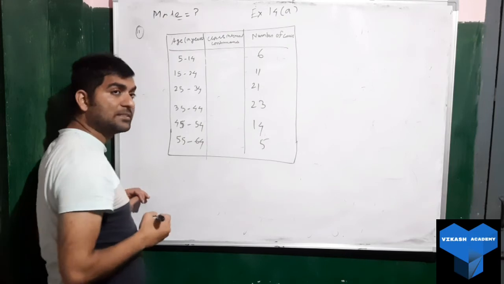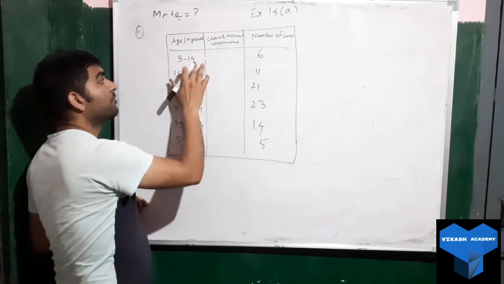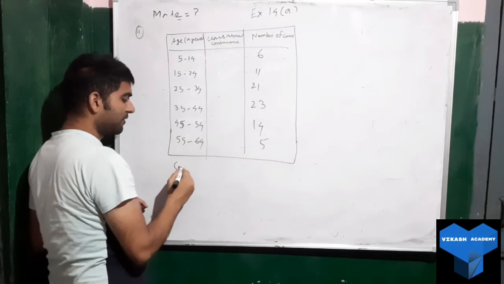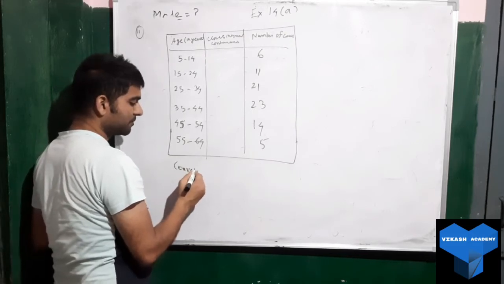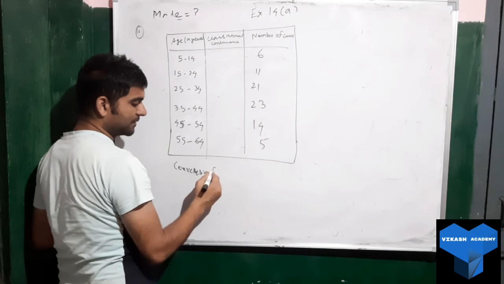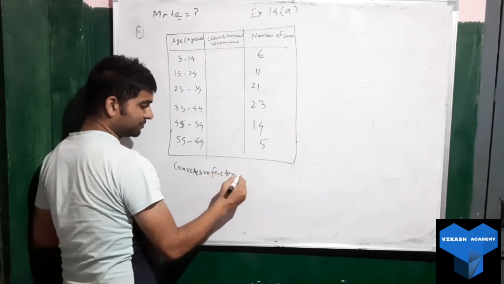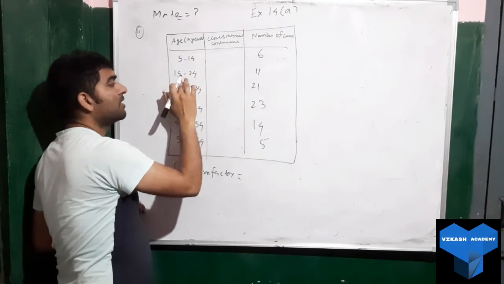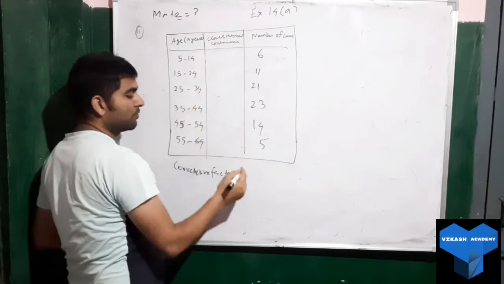I'm trying to make the class interval continuous. So 5 to 14, how do I make it continuous? Find the conversion factor. I hope you still remember. You can take any, don't take the first one, you can take the second one or third one.